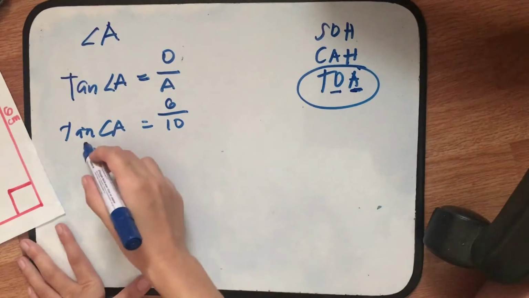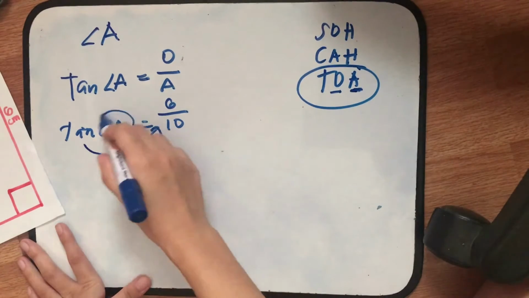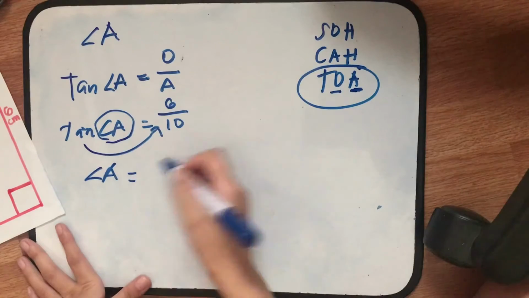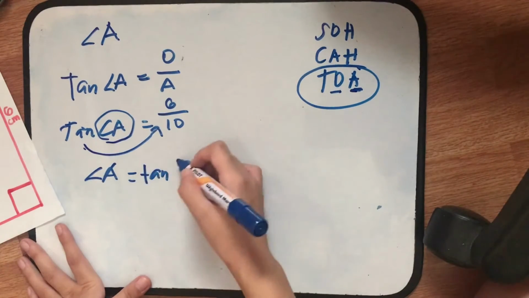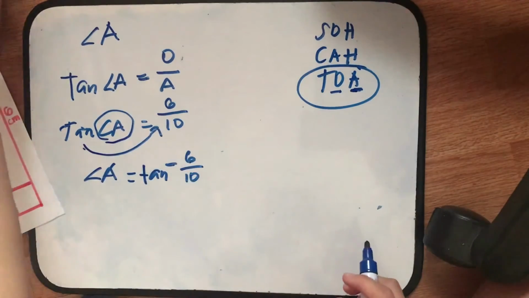Now in order to solve this, we need to transpose the tan so that only the angle A remains on the left hand side. So angle A is equal to, if we transpose the tan, it will become arctangent, or tan with a minus one, of 6 over 10. Input that into the calculator.